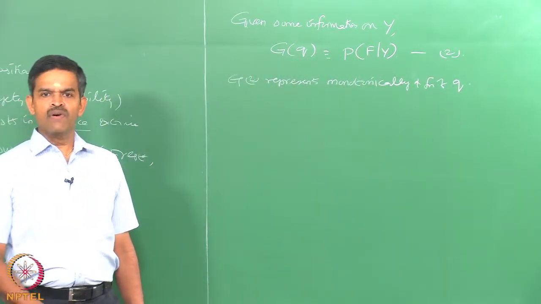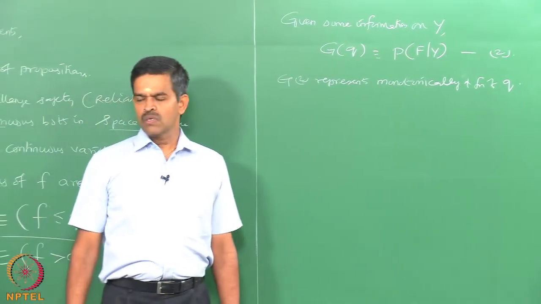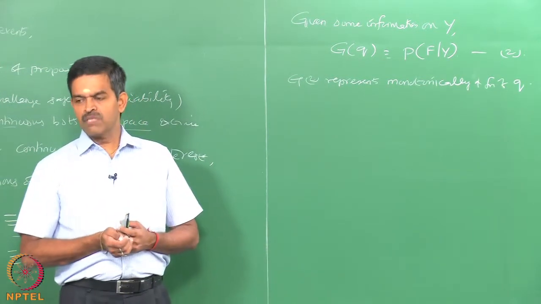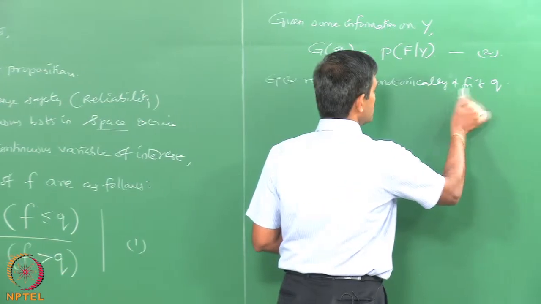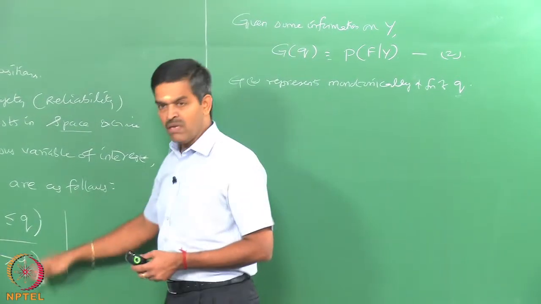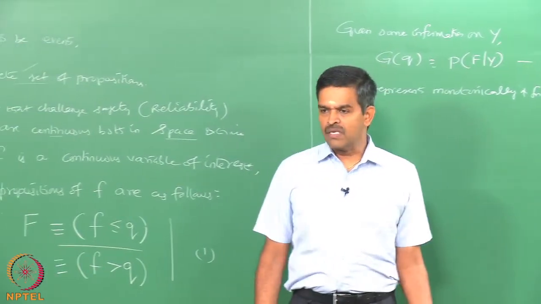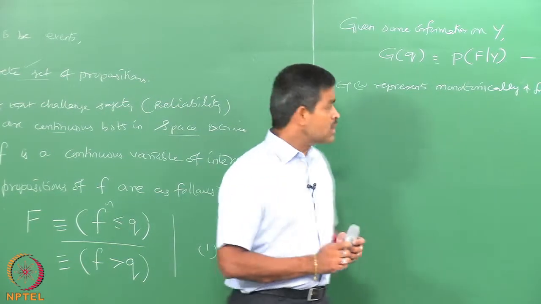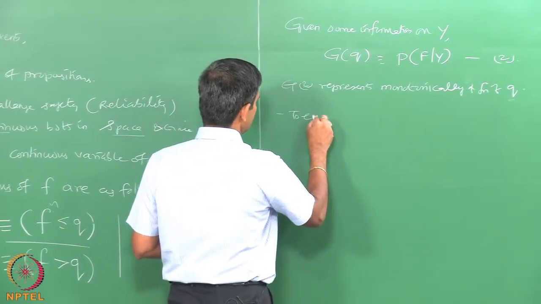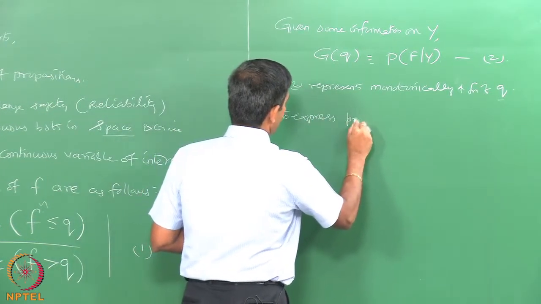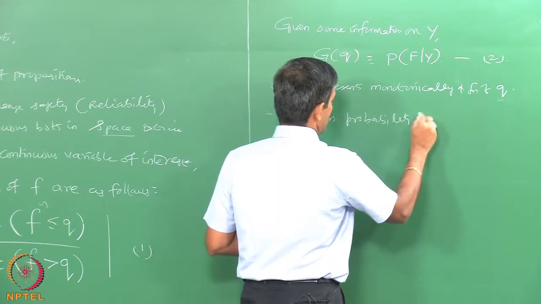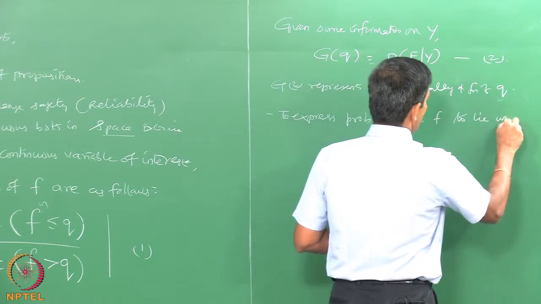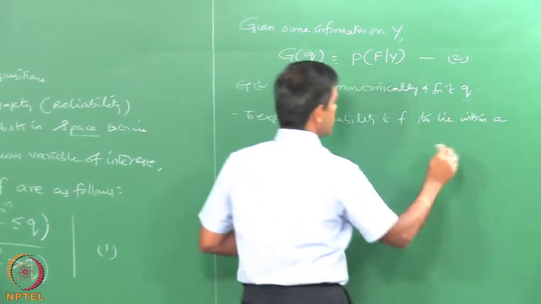Now, in addition to defining the function, one is also interested to know the probability that the value of F lies within a specified interval, because we are defining the function in terms of q and q has an interval. So, we would like to know what is the probability that my function F will lie within a specific interval. Now, this can be specified as, to express the probability of F to lie within a specified interval.